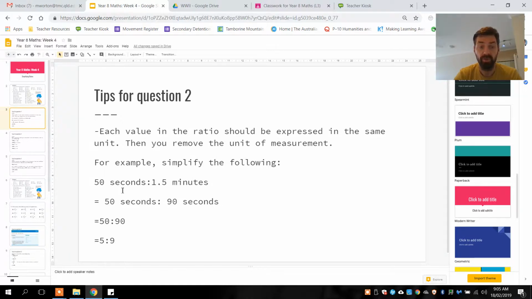So what you need to make sure that you do is, for example, if you have 50 seconds to 1.5 minutes, convert both of them to the same unit of measure. So I know that there are 60 seconds in 1 minute. So 1.5 minutes is 90 seconds. So you've got 50 seconds to 90 seconds, then you simplify that down to 5 to 9.